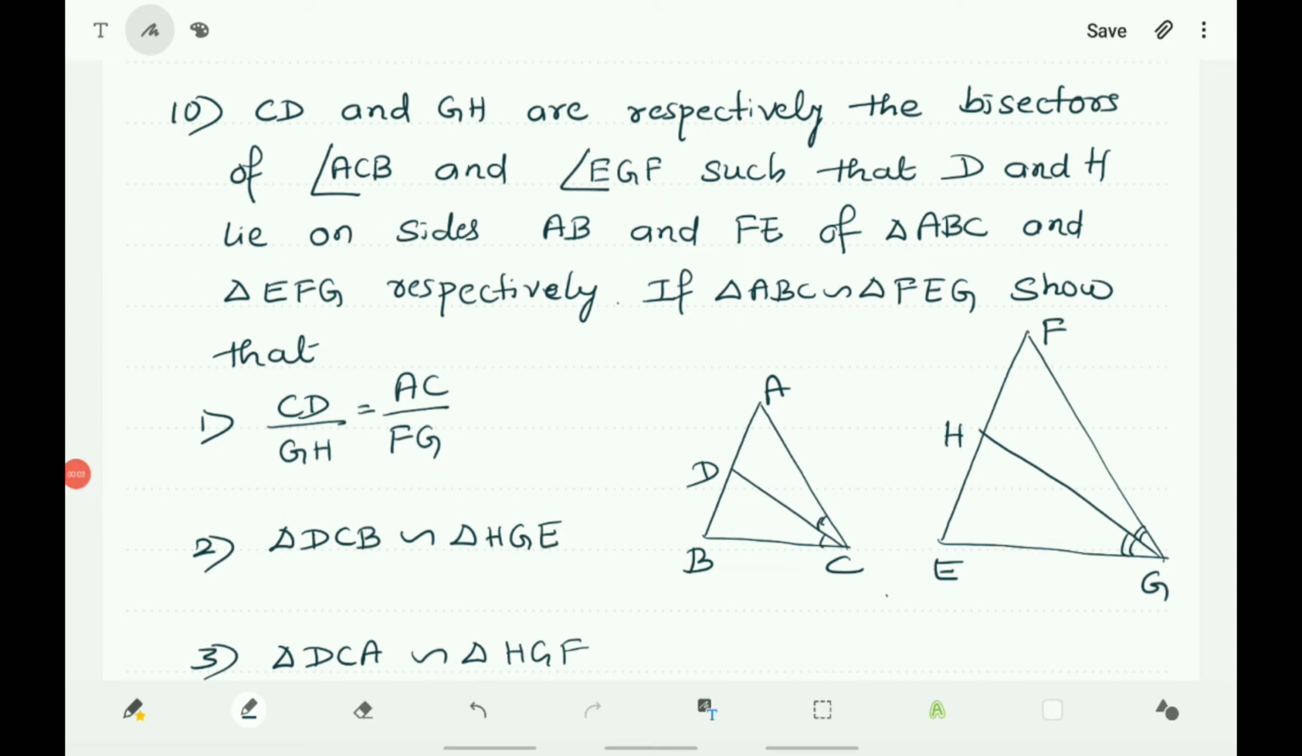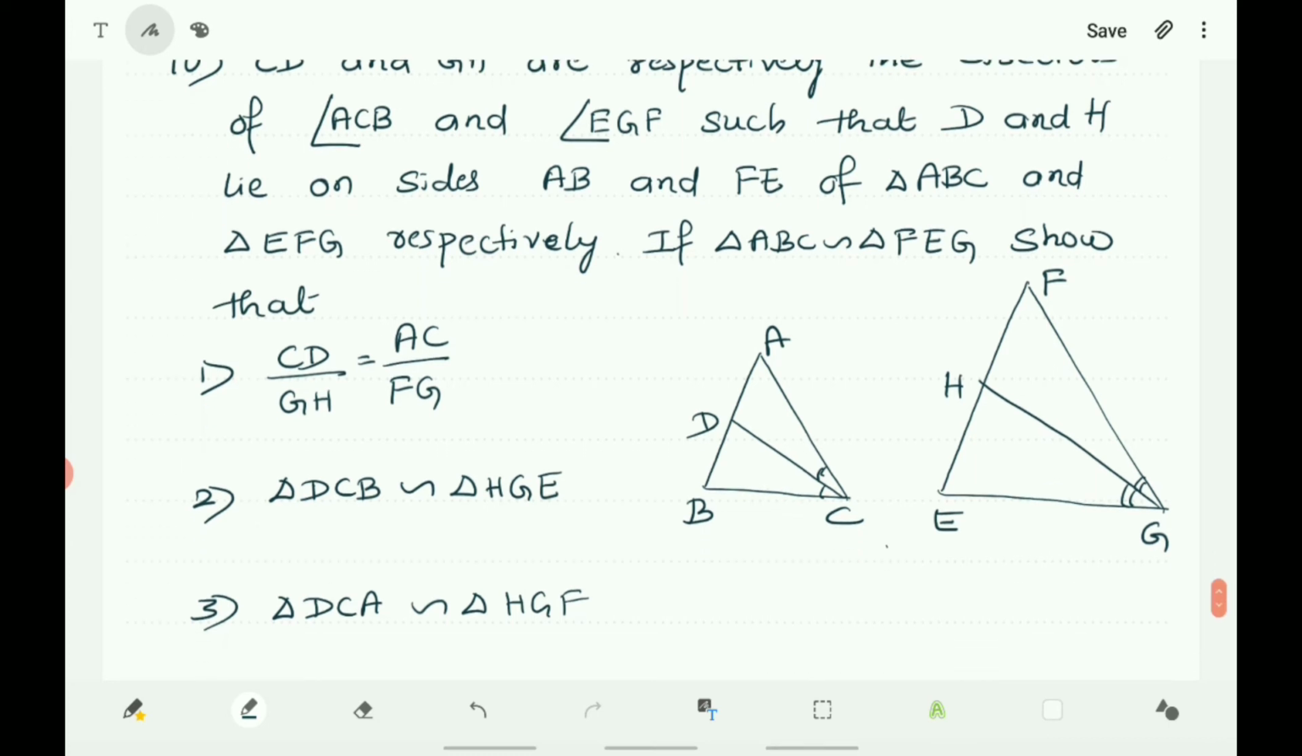Now you see question number 10. The question is: CD and GH are respectively the bisectors of angle ACB and angle EGF such that D and H lie on sides AB and FE of triangle ABC and triangle EFG respectively. If triangle ABC is similar to triangle FEG, show that first, CD by GH is equals to AC by FG. Second, triangle DCB is similar to triangle HGE. Third, triangle DCA is similar to triangle HGF.